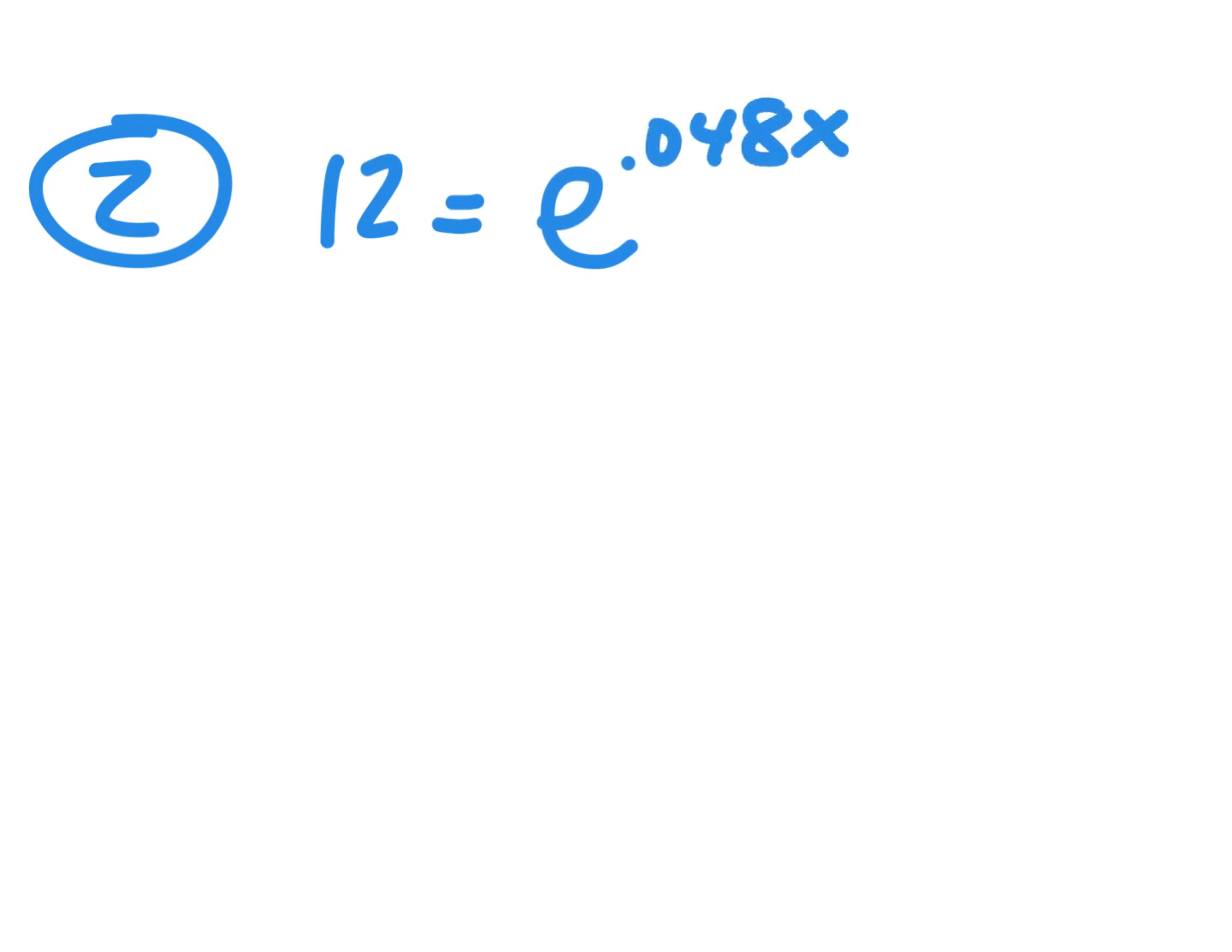Brandon, would you read me number 2, please? 12 is equal to e to the 0.048x. All right. So if you wrote that down, you wouldn't just stare at it. You'd write it down, and then you'd go, okay, what can I do with this? You could rewrite it and do the circle of logs.